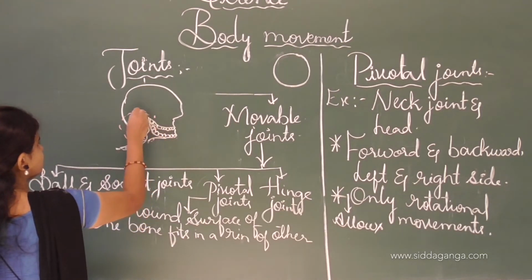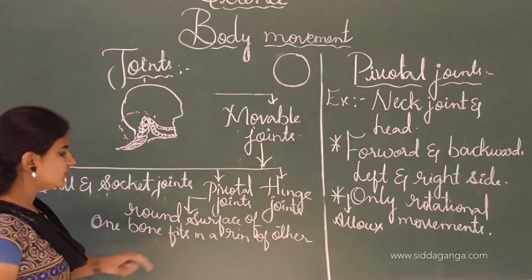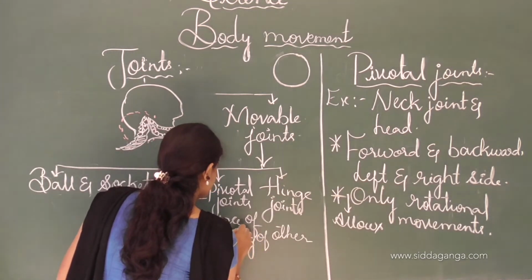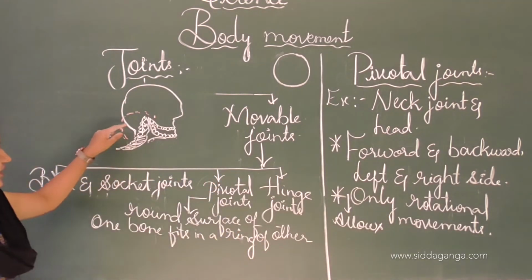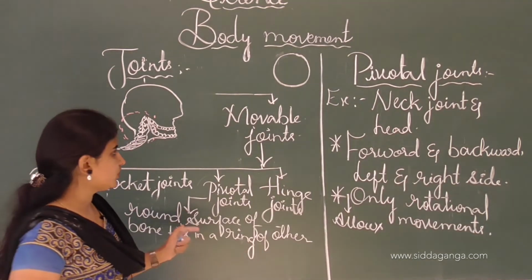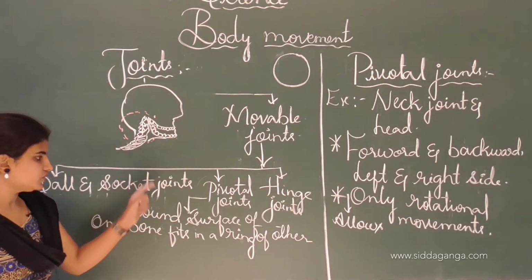This region where the round surface of one bone fits into the ring of another bone. Here it forms the round surface, and one bone fits into the ring of another bone, and such a type of joints are called pivotal joints. See, this is one of the examples for the pivot joints.